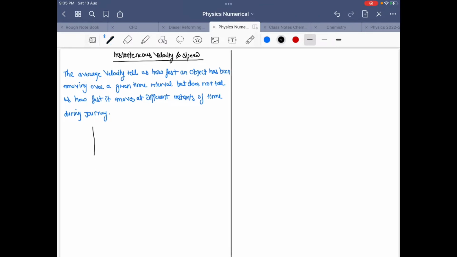Suppose we know the nature of how the object is moving with respect to time. So this is my time axis in seconds and this is my distance axis in meters. And you know the nature of the curve, how it is moving with respect to time. Suppose this is the nature and you know this relationship, how distance is a function of time. It can be any function.